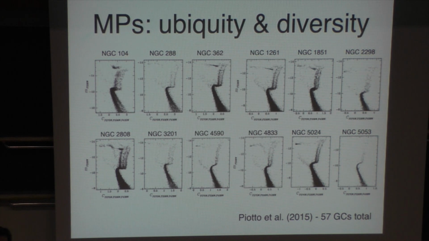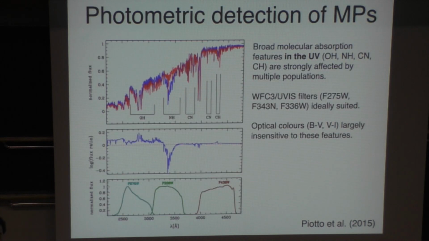Now, how could we have missed this for so long? So these color magnitude diagrams here are very spectacular, right, in showing the multiple sequences. And that really has to do with the particular choice of filters that you have to use in order to detect them. So as I said, these are UV filters, and you can understand that by looking at the spectra of these stars in the ultraviolet part of the spectrum.